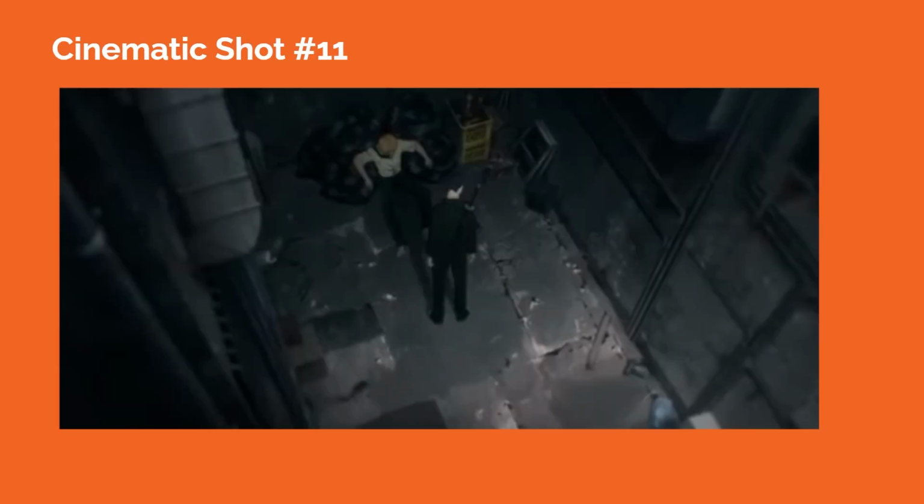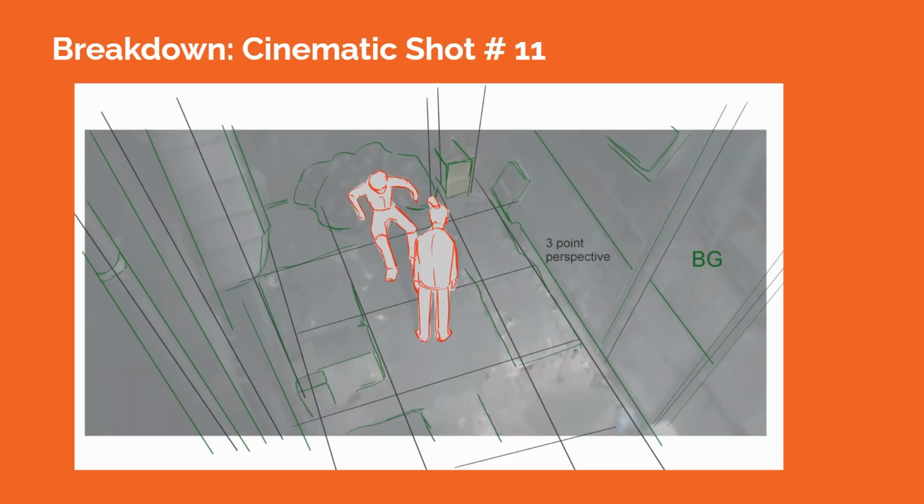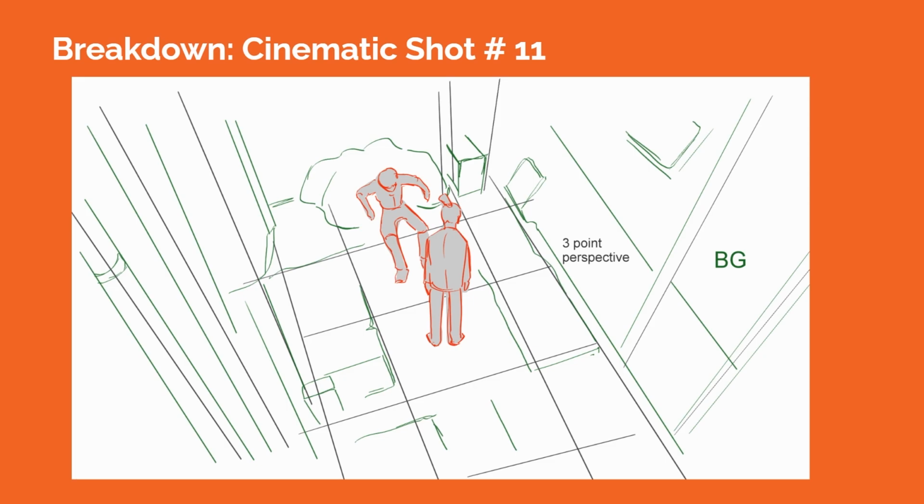In cinematic shot number 11, the camera lens is high above the ground, pointed down toward Aki and Denji. This is a 3-point perspective, and probably a wider lens is being used to show us more of the environmental space and context. This informs us of the setting and helps us to understand the physical space around Aki and Denji for future shots in this scene.